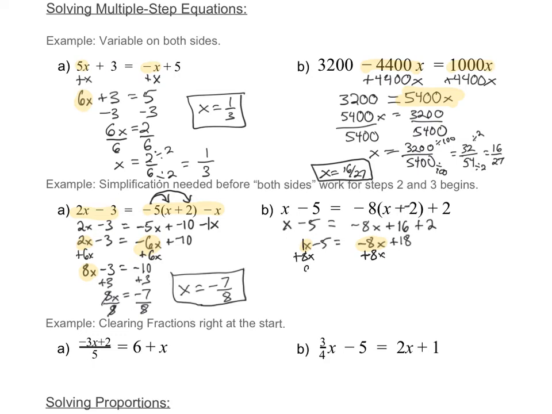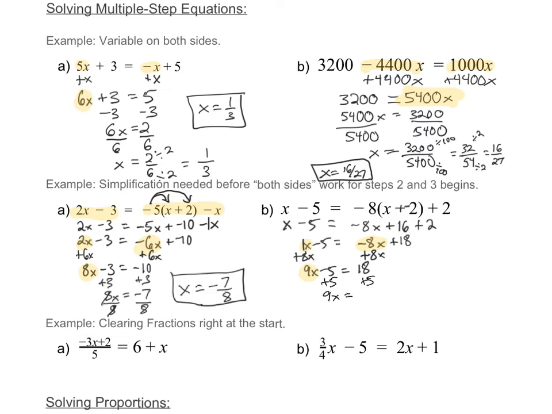This is a 1x, so we get 9x minus 5 is equal to 18. But I still don't have my variable part all the way by itself. I have that -5 there. And so next I'm going to get rid of that by adding 5 to both sides.